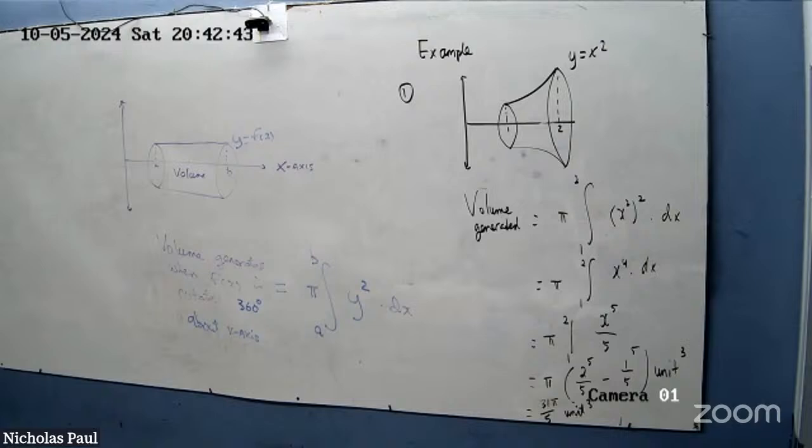Find the volume generated when y equals x squared plus 1.